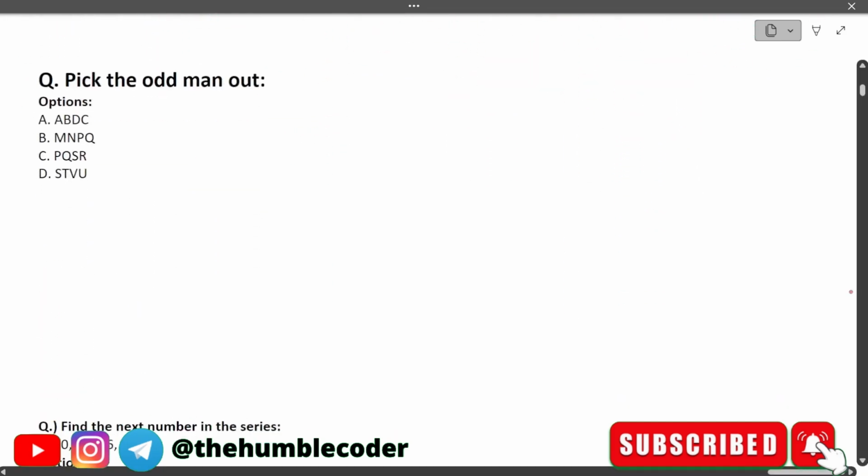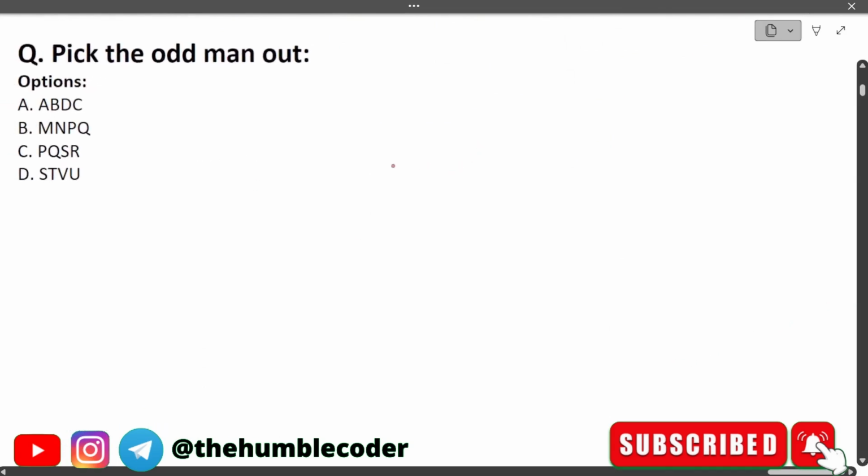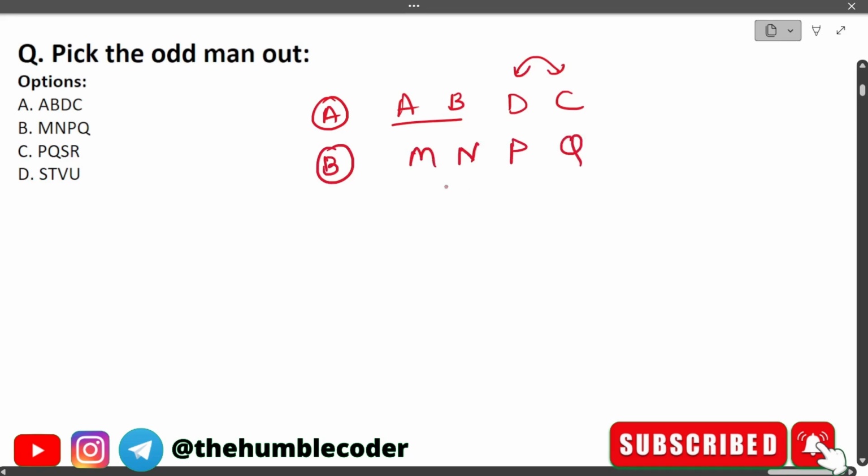We have this question where we need to pick the odd man out. Let's see the different options one by one. First one is A, B, D, C. Let's see the pattern that is being followed. First we have A and B in sequence, and then C and D are swapped. Let's see option B, which is M, N, P, Q. See, the sequence is correct, M and N, and then P and Q, but there is one letter omitted in between, which is O.